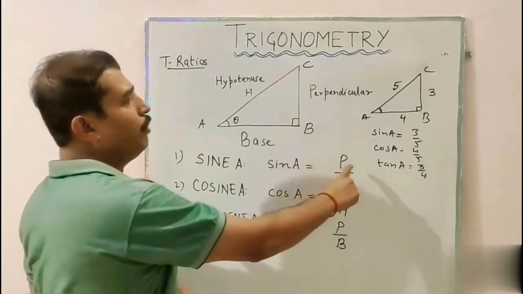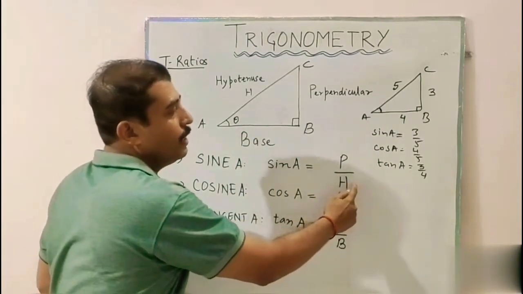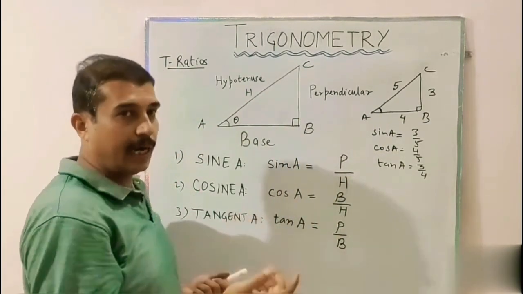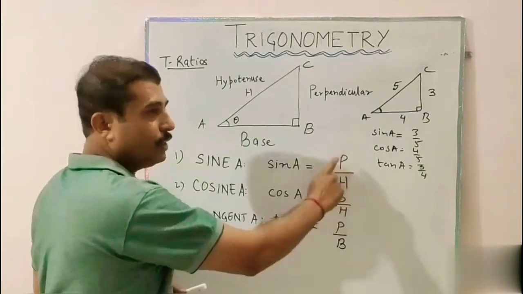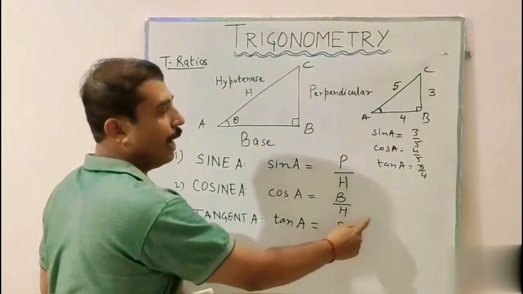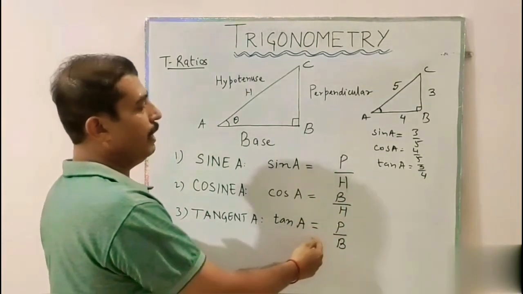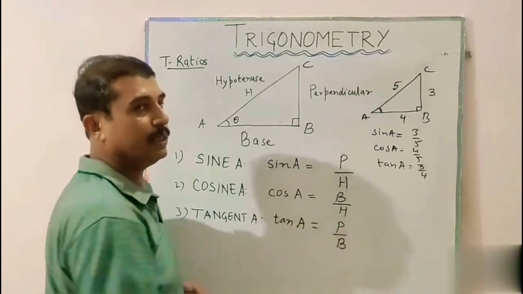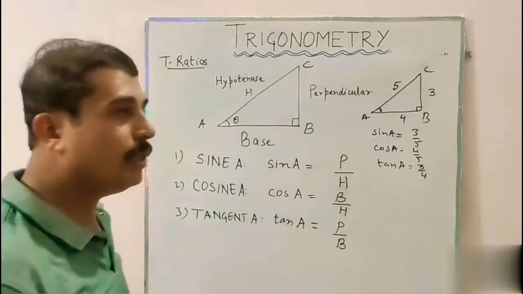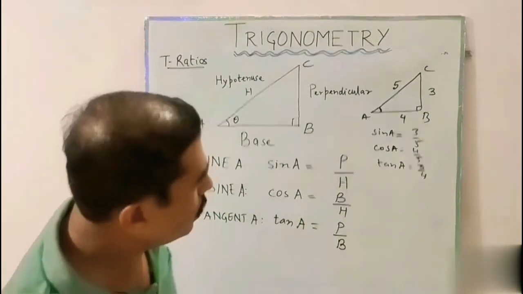Let us see. It was perpendicular upon hypotenuse. What if we take the ratio as hypotenuse upon perpendicular? Yes, that will be different. Here it is base upon hypotenuse. If we change it to hypotenuse upon base, that will be different. Similarly, if in tan A it is perpendicular upon base, I can also take another ratio based upon perpendicular. Let us talk about those ratios.